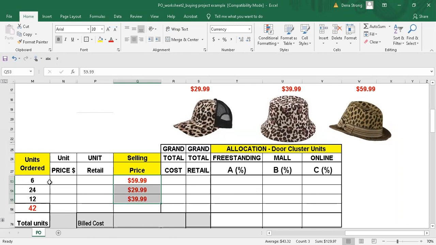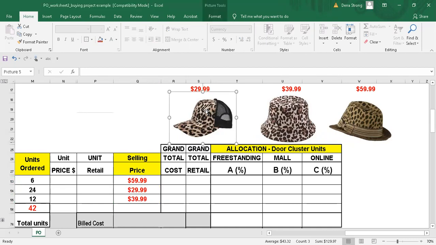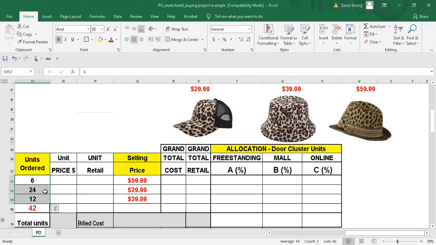Let's just say hat number 1, which will be the fedora style animal print, I only bought 6 units at $59.99. Hat number 2, the $29.99 hat, I purchased 24 units of because this is a more basic everyday style. And then hat number 3, I purchased 12 units from the vendor, and this is priced at $39.99. So once again, the pricing and the units will go under units ordered.